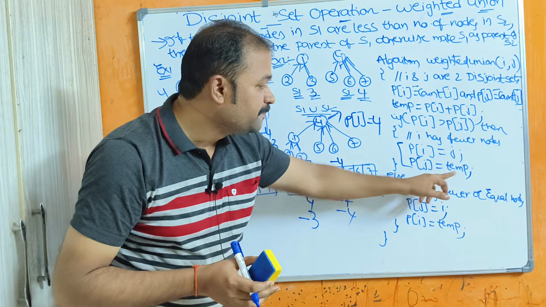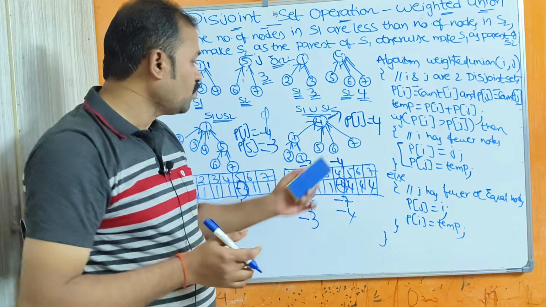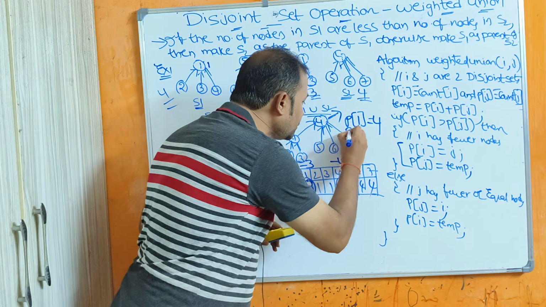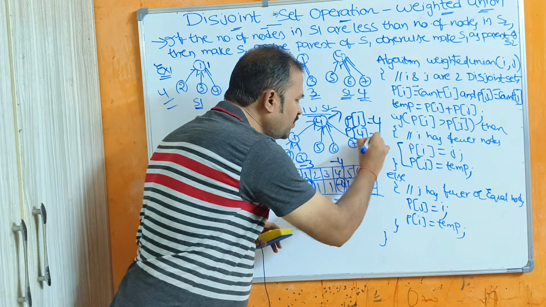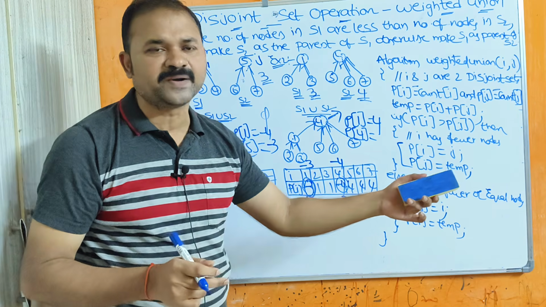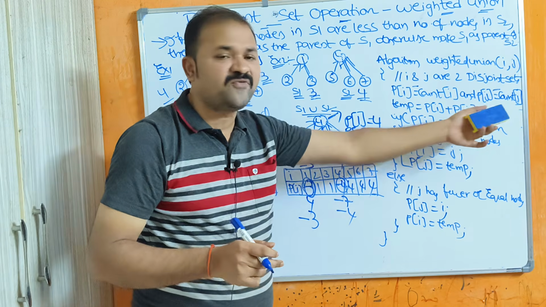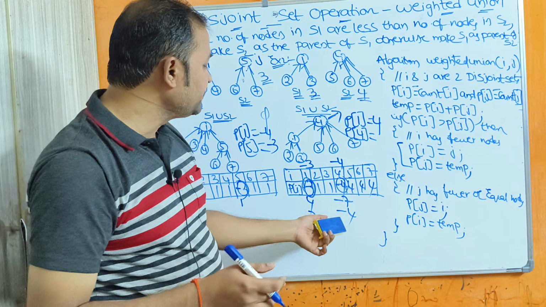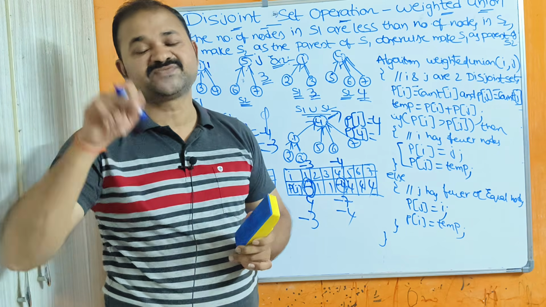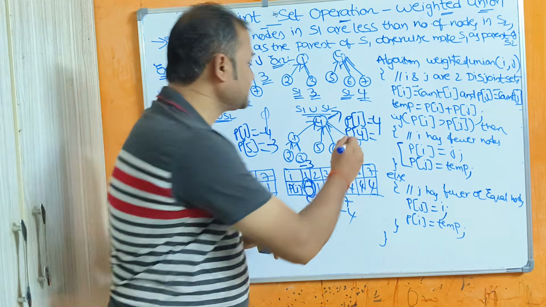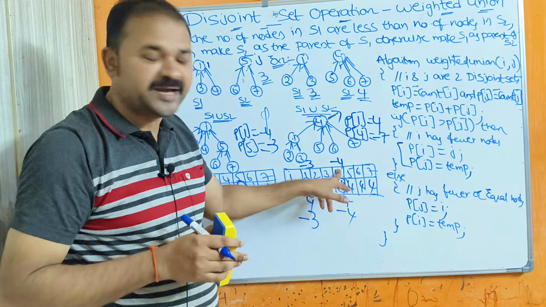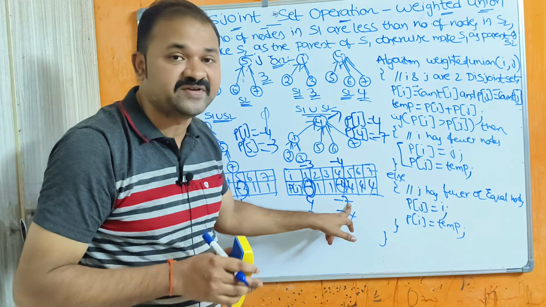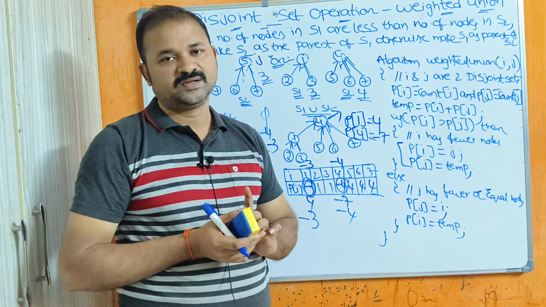Next statement, P of j equal to temp. What is j value in this example? 4 is the j value. P of 4 equal to temp. What is temp? It is the sum of P of I and P of j. That is nothing but minus 7. Minus 4 plus minus 3 is nothing but minus 7. So P of 4 equal to minus 7. So that 4's parent information is updated with minus 7.